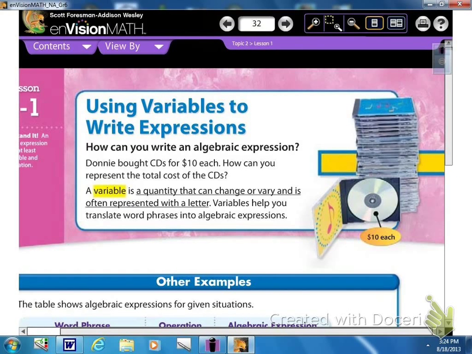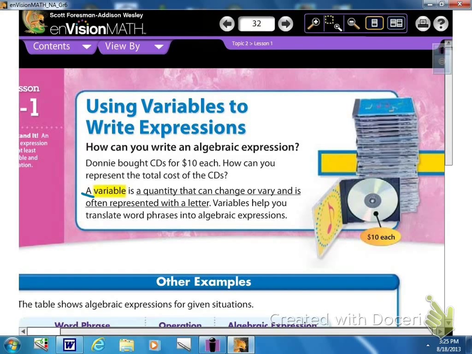Okay, we're in topic 2.1, using variables to write expressions. How can you write an algebraic expression? Donnie bought CDs for $10 each. How can you represent the total cost of the CDs? We are going to use a variable, so you're going to want to write this definition down.